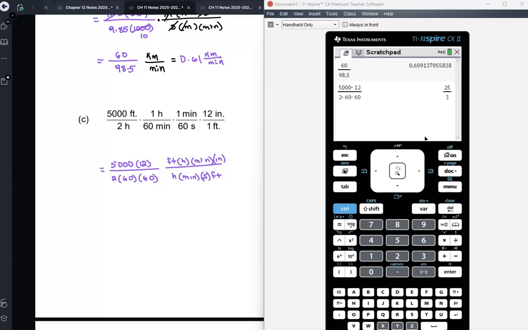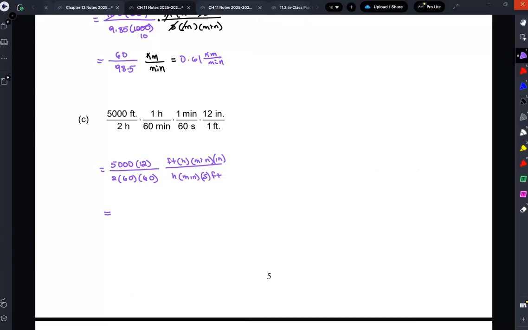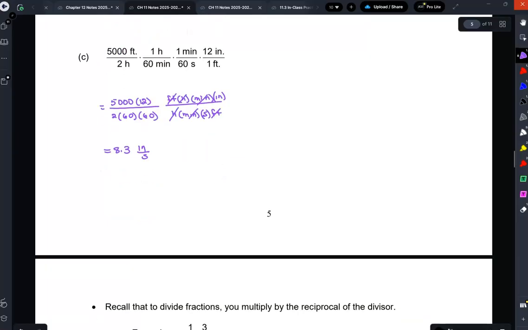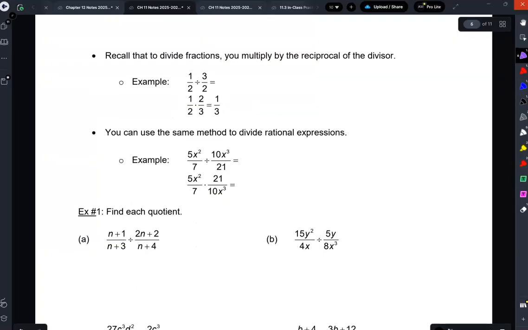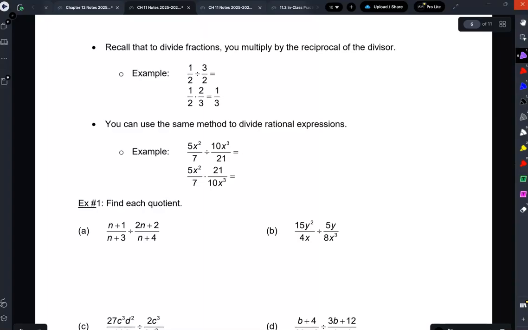Okay, so if it's 25 over 3, to make it decimals, you do Control Enter. So it'll be 8.3. And then what happens here? The hours reduce, and the minutes, and what else? And the feet. So we have inches per second. Okay. Okay, so this was dimensional analysis. And we did multiplying.